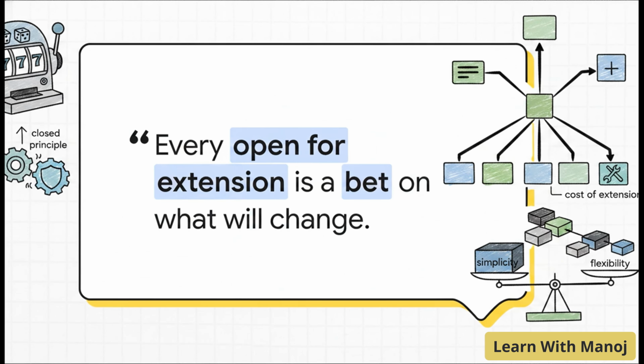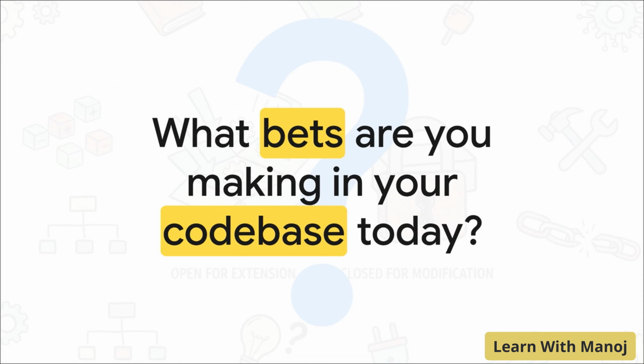So as you go back to review your own software architecture, I want you to ask yourself this. What bets are you making in your code base today? Look at those growing switch statements and ask, is this an open set that truly needs a clean interface? Or is it just a messy reality I can live with for now? Remember, principles serve your product, not the other way around. Keep your architecture flexible where it matters, keep it simple everywhere else, and never stop questioning your abstractions.